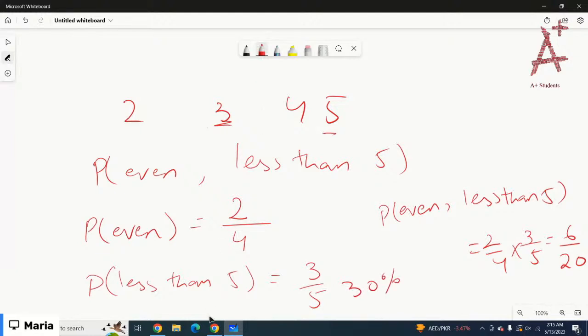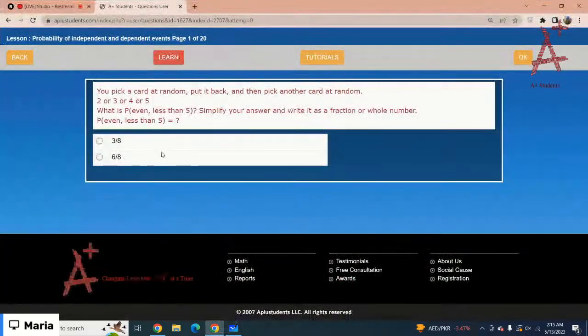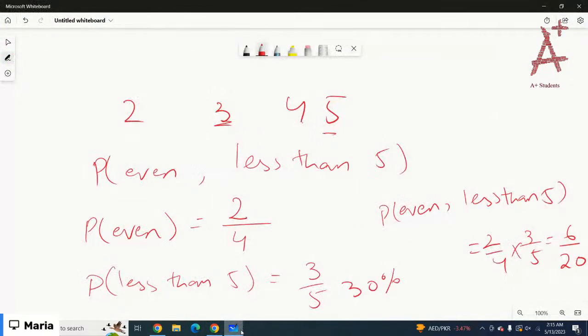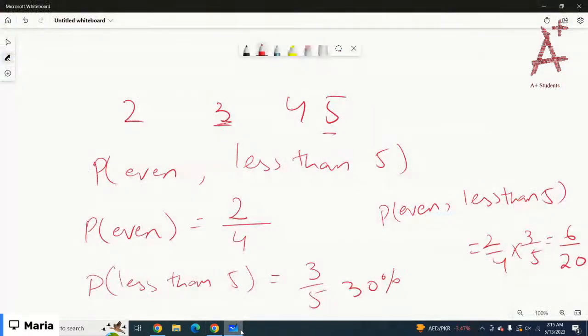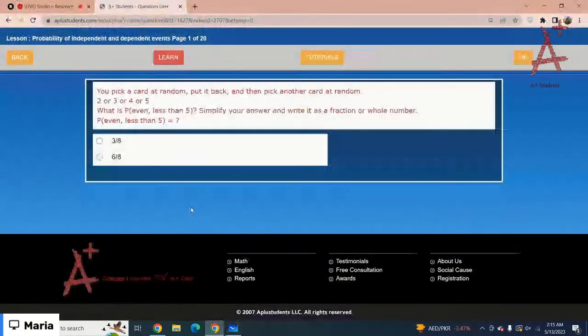Got it? So the correct option is 6 over 16. Sorry, I said 5 and 8 by mistake. 6 over 16: 2 times 3 is 6 and 2 times 8 is 16, so it would be 3 over 8. The correct option is 3 over 8.